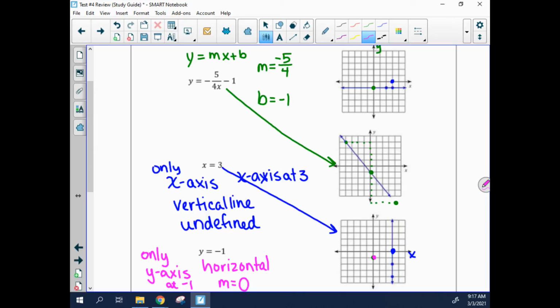We knew that the bottom one didn't go through at negative 1, rather. It does work for the second one, but it is not a horizontal line. The top one goes through negative 1 on the y-axis, and it is a horizontal line. So the bottom equation would go with the top graph.